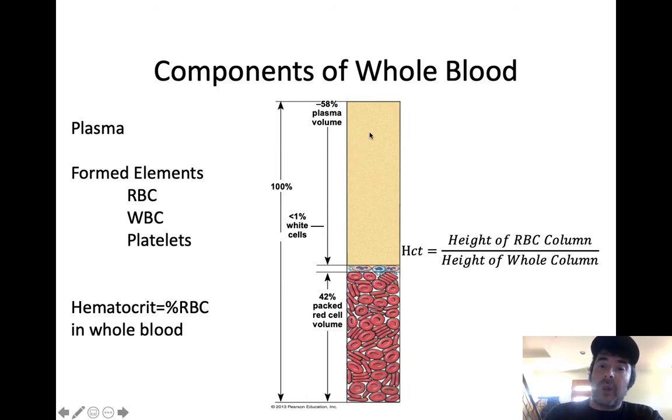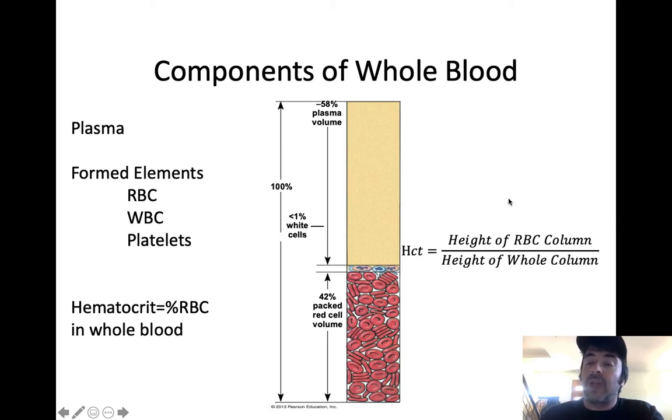So if I was to take my ruler, I'd probably measure the height of the entire column of blood. So let's say I put my ruler next to my capillary tube. I'm not going to measure the clay that's used to plug it up or the empty air. I'm just going to measure blood, and I'm going to get the height of the whole column of blood. So let's pretend that the height of the whole column of blood using a ruler is 100 millimeters. Then I would measure the column of whole blood that's just red blood cells, where you get those packed red blood cells. And let's say that height of that is 42 millimeters.